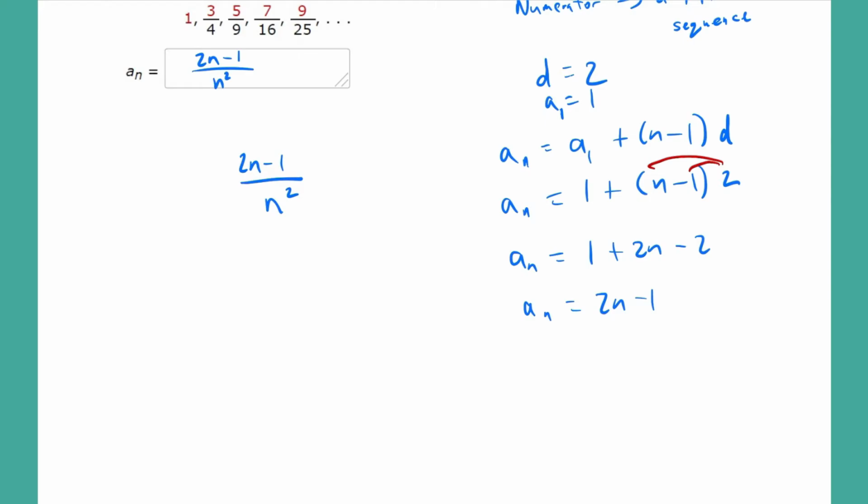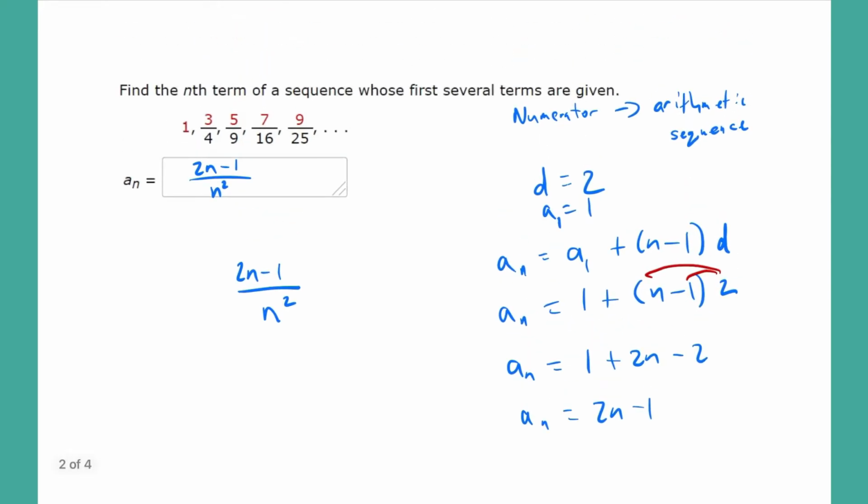It's always a good idea to test your answer. If you plug in 1, the first term, you get 2 minus 1, which is 1, over 1 squared is 1. If you plug in 2, the second term, you get 4 minus 1 is 3, check, over 2 squared is 4, check. If you plug in 3, the third term, you get 6 minus 1 is 5, check, and 3 squared is 9, check. Let's do the last one, the fifth term. If you plug in 5 for n, you get 10 minus 1, which is 9, check. 5 squared is 25, and so it works.